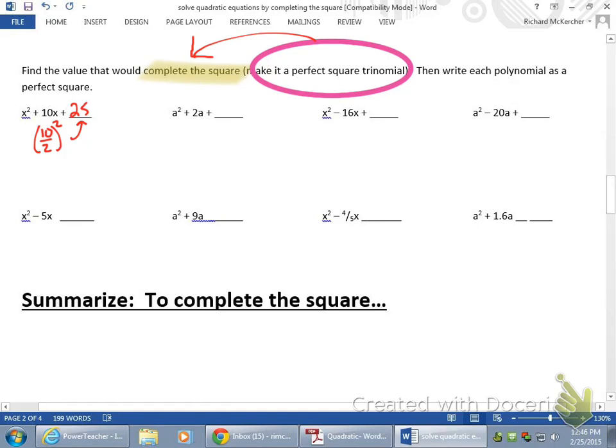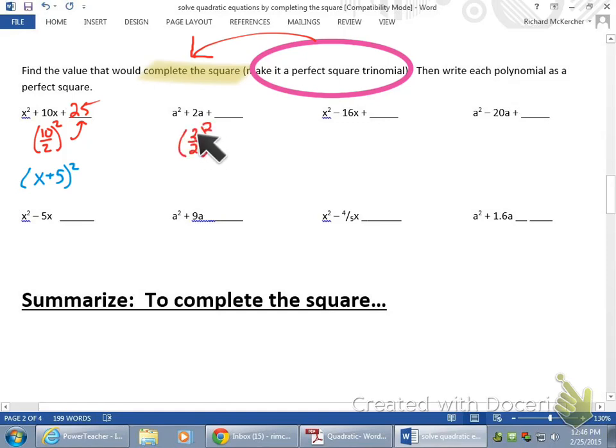Now, in addition to that, I also want you to write what that polynomial would be as a perfect square. And that looks like this. Okay, so I'm actually doing 2 things here. One is to complete the square, which is the first part in red. And then the second thing is to write the polynomial as a perfect square, which is what I did in blue. Try it again.